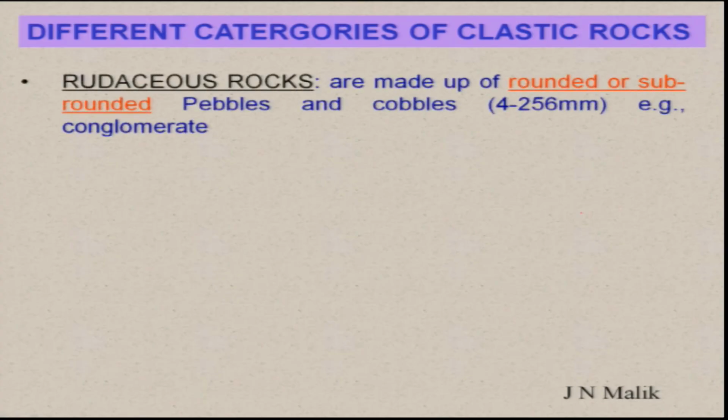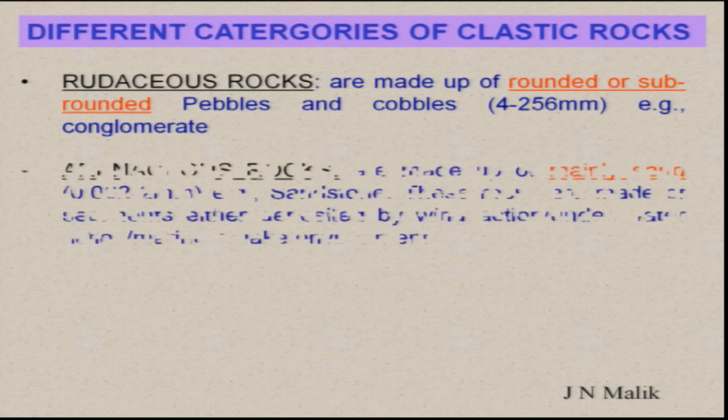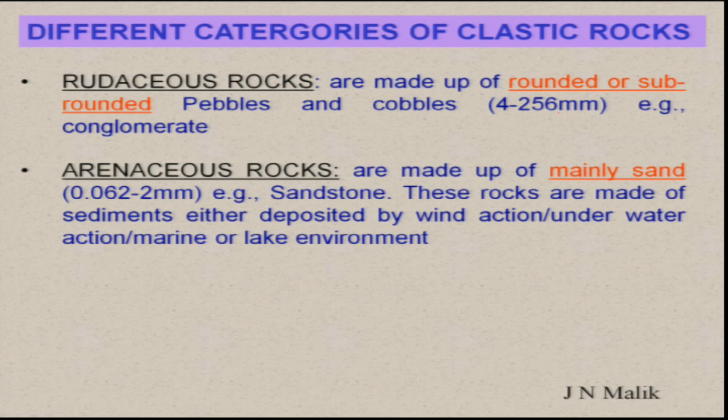And then different categories of clastic rocks: mainly, we term those as rudaceous rocks, which are made up of rounded to sub-rounded pebbles and cobbles. So the size ranges from 4 to 256 mm. An example is conglomerate.